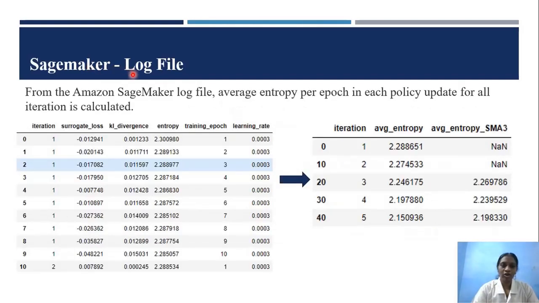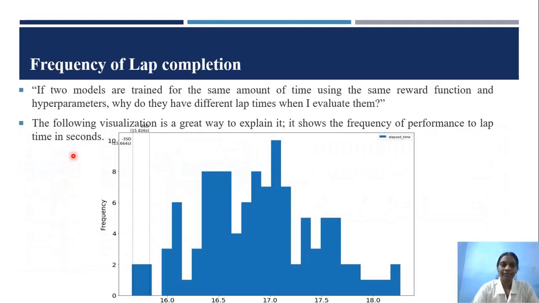The SageMaker log file consists of the details about loss, divergence, entropy, and the learning rate of each iteration, which will help us to identify whether convergence has been met or not.